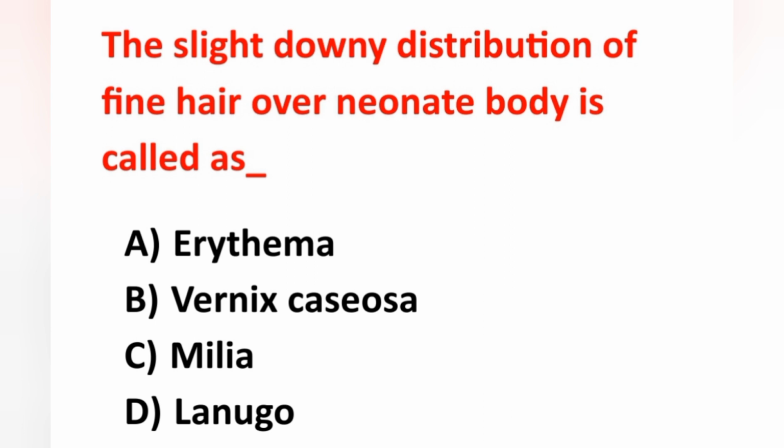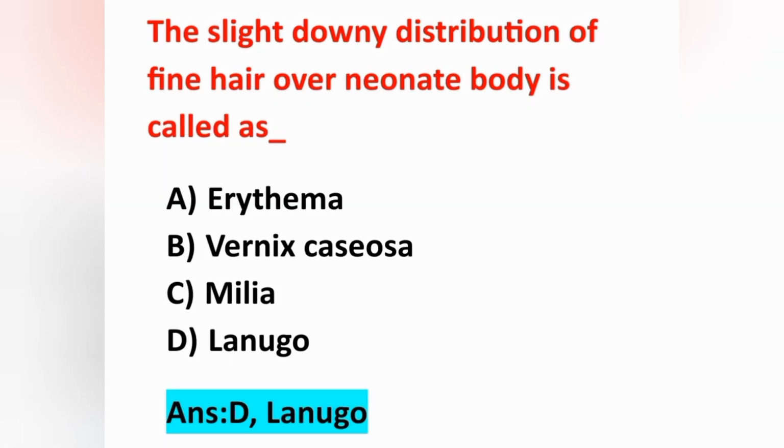Next question, the slight downy distribution of fine hair over the neonate body is called. Options are option A erythema, option B vernix caseosa, option C milia, and option D lanugo. Here this is an easy question, so correct answer is option D. Lanugo is the slight downy distribution of fine hair over the neonate body. This lanugo starts in 16th week of pregnancy and slowly it decreases when the baby is matured.